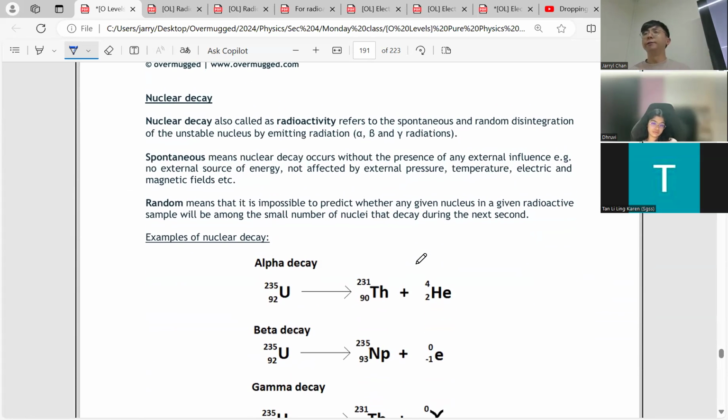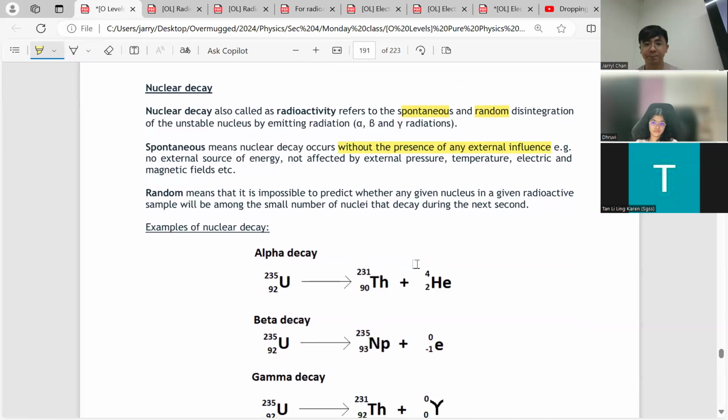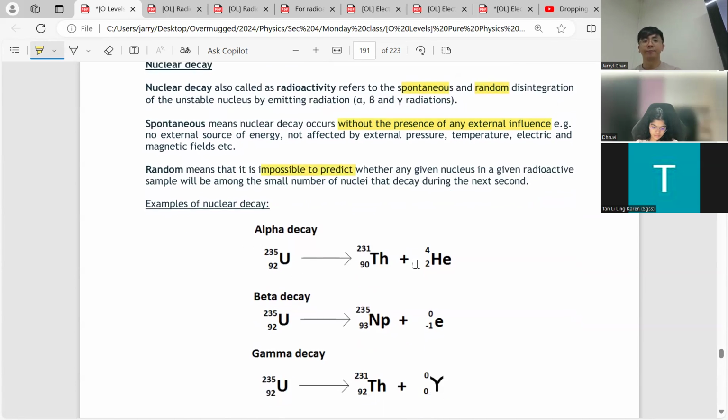Also called radioactivity, is the whole idea of this radio. Okay, what happens is there are two things you need to realize: they are spontaneous and random. Spontaneous random meaning, for example, you throw a box of colored cubes, then they are randomly scattered all around. Spontaneous means that there's no external influence. Random means that it is impossible to predict.